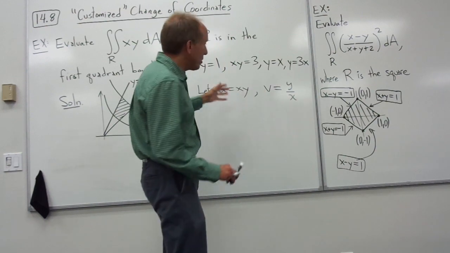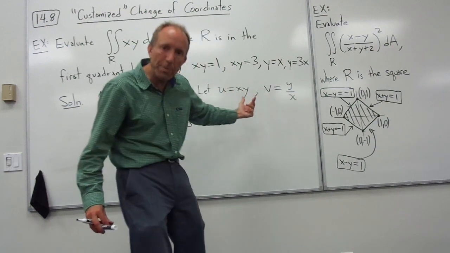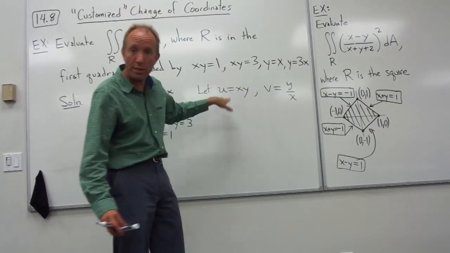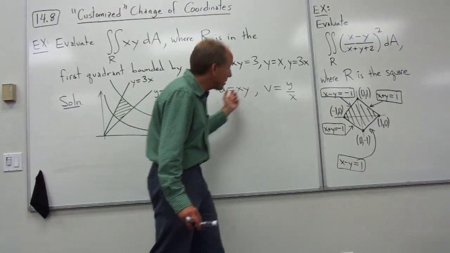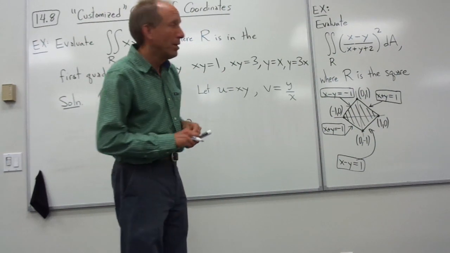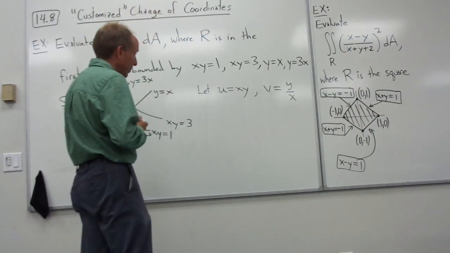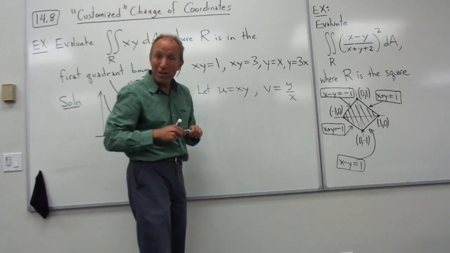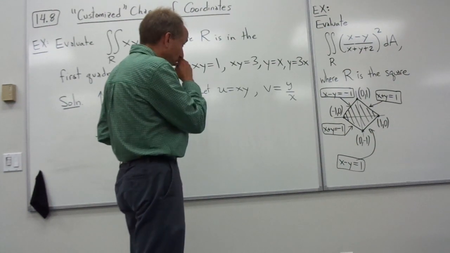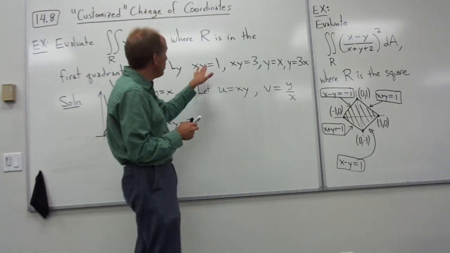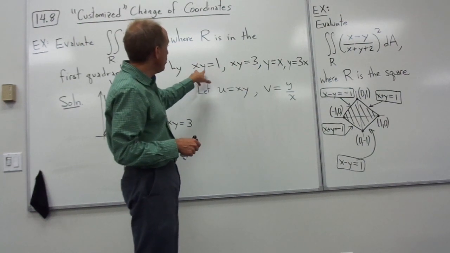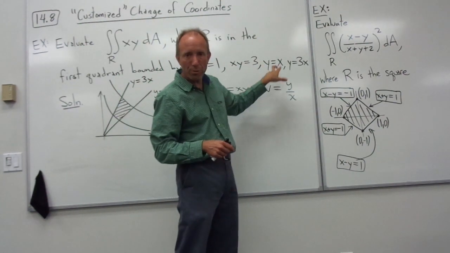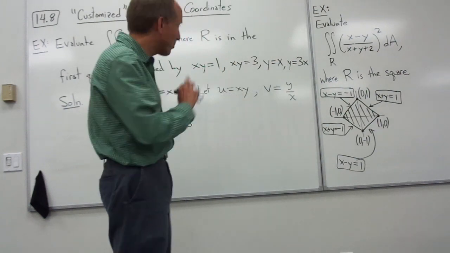Right? So this is one of the harder aspects of the customized change of variables. It's just coming up with what is the right set of equations here. It's not necessarily going to be given to you. So you do have to think about that a little bit. But let's try this change of variables and see if it's going to work for us. So I know that my new integral is going to have limits which are just going to be u equals 1, u equals 3, v equals 1, v equals 3. Okay, that's pretty nice.